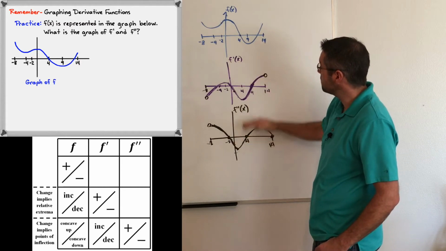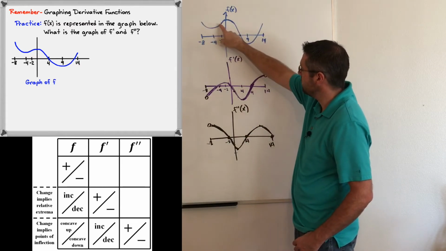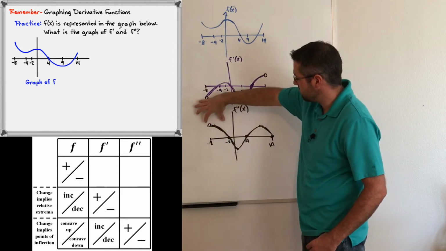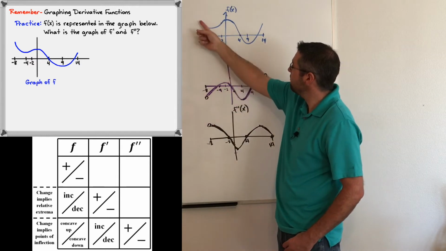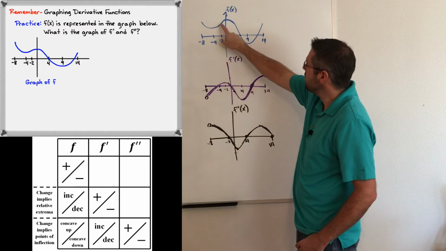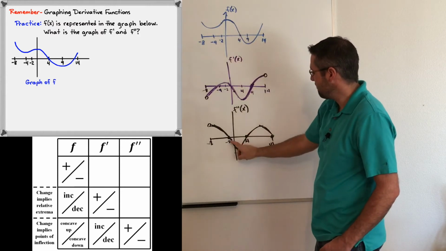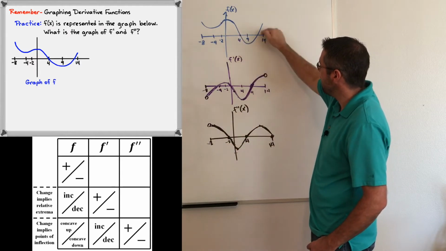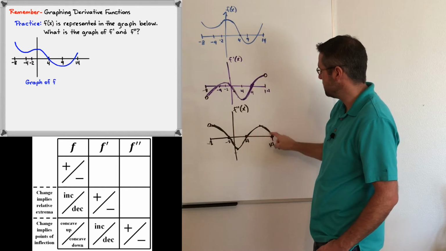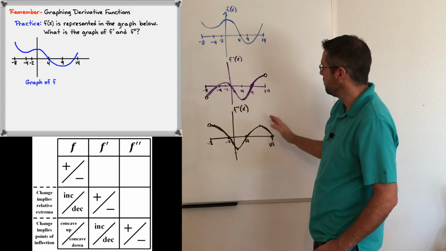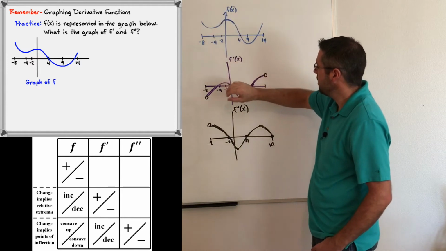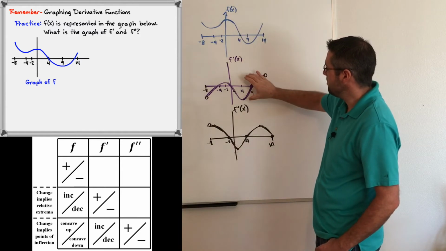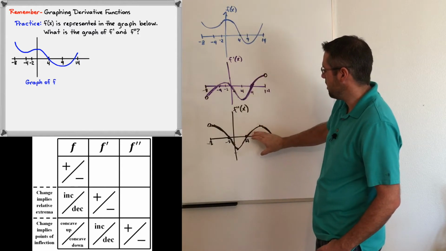But now we go down to the second derivative. We see that when f is concave up, f double prime will be positive. So f double prime is above the x-axis from -8 to -2. We see that f is concave up there. f is concave down from -2 to 4, so we see f double prime is negative from -2 to 4. And we see that f is concave up from 4 to 14, so f double prime will be positive from 4 to 14. So again, when f is concave up, f prime is increasing, f double prime is positive. When f is concave down, f prime is decreasing, and f double prime is negative.